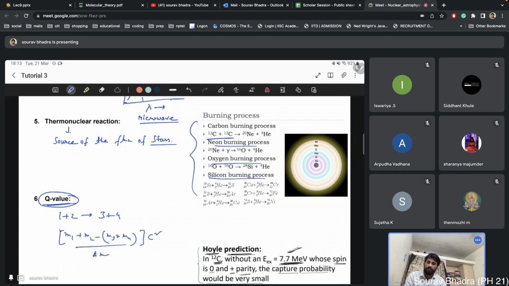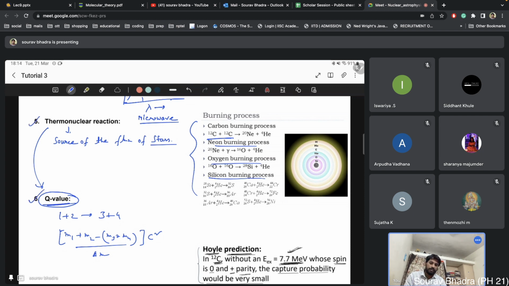So delta M c squared denotes the Q value. If the Q value is positive, we gain energy from that reaction, and if the Q value is negative, then we have to supply energy for that reaction to occur. Generally fusion gives a positive Q value, that means energy will be liberated from the fusion, and that is the main energy source of a star. The thermonuclear reaction and Q value are related, but I have put them in points 5 and 6 because they are very important.